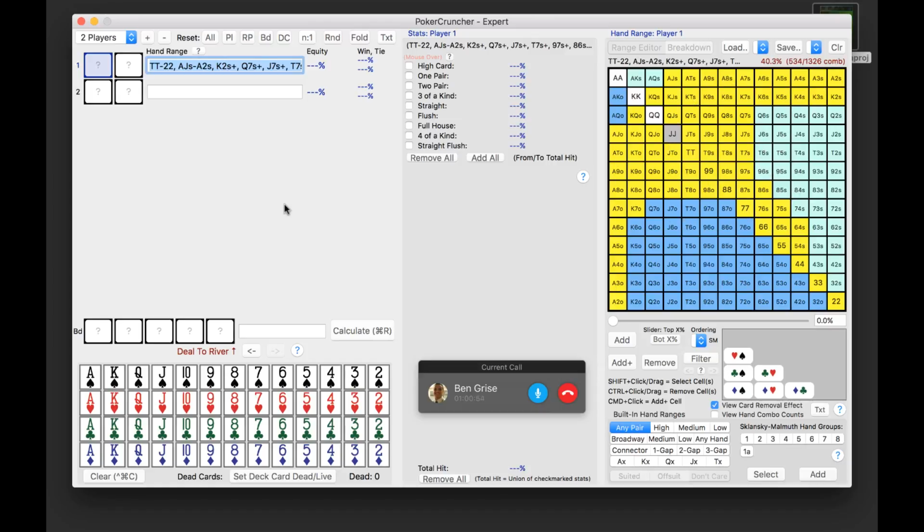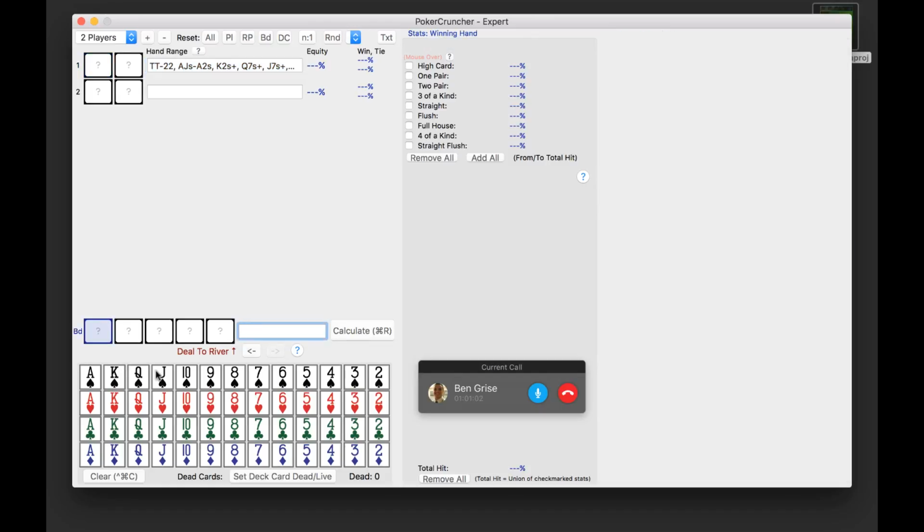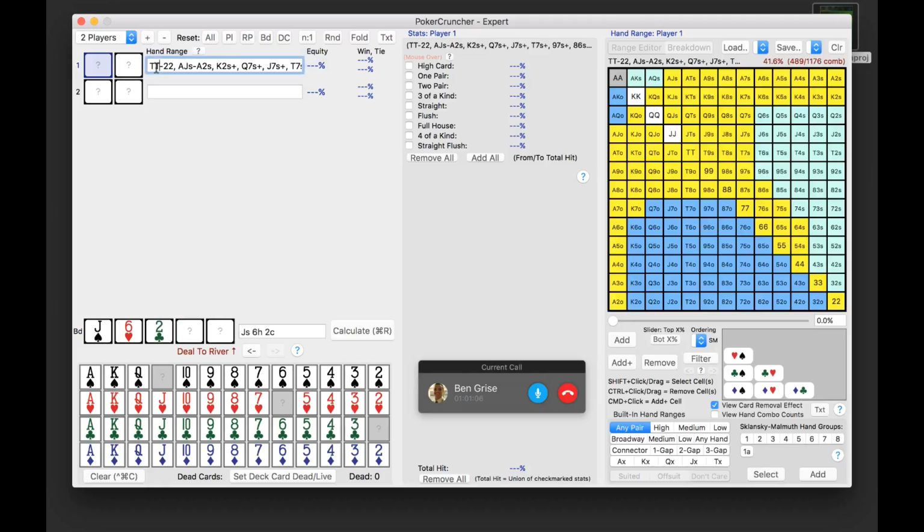Okay. So now give me a dry board. Just pick a dry board off the top of your head. Jack, 6, deuce, rainbow. Okay, so Jack of spades, 6 of hearts, deuce of clubs. Okay, this is where Poker Cruncher is just pure gold.